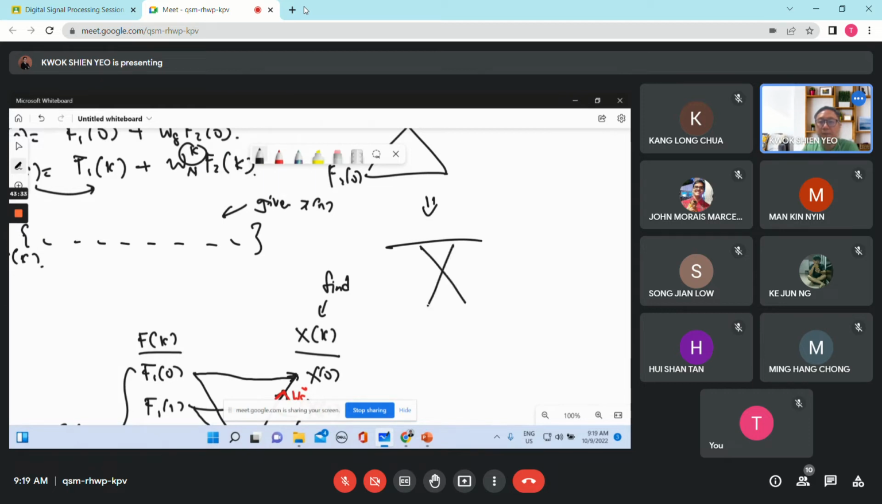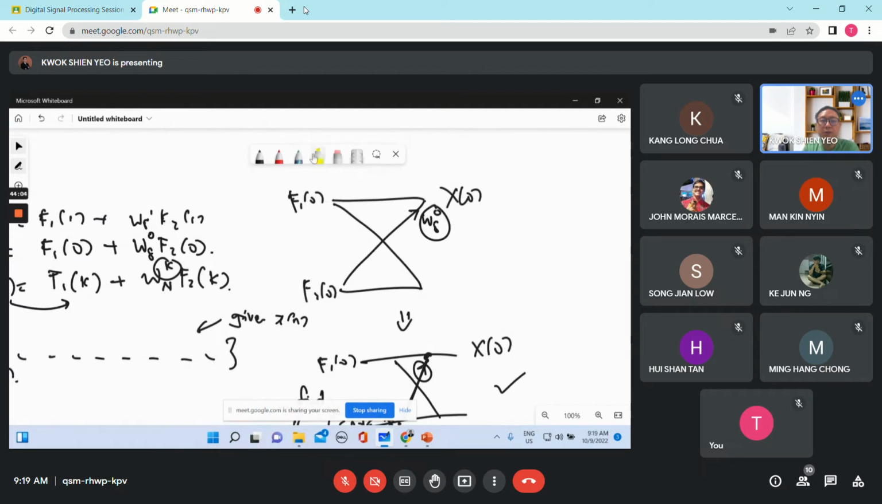So this is F10, F20, and then write it here. So this is W80, then you get your X0. Instead of writing it here, you can actually move it further. You can just put it here, because you know it has to be multiplied with a factor first, so only then you add. So you can draw this, or you can draw like this. It's all right. Anyway, it will just pass by this one.